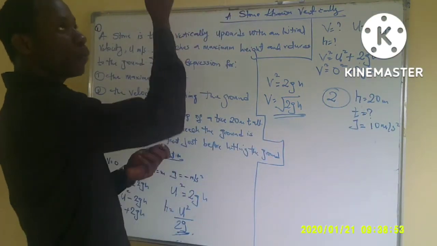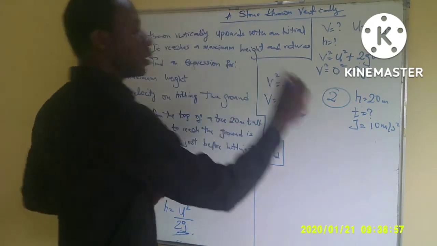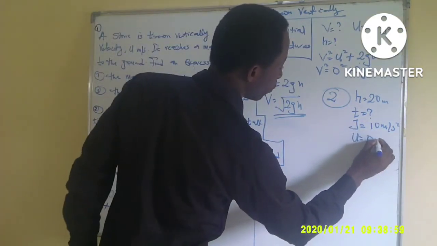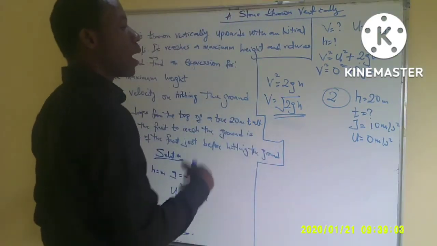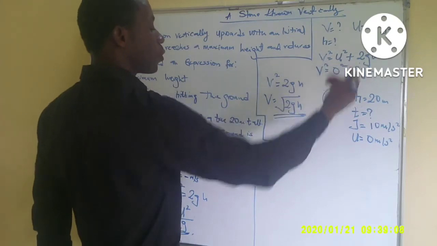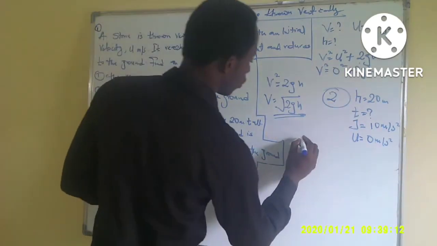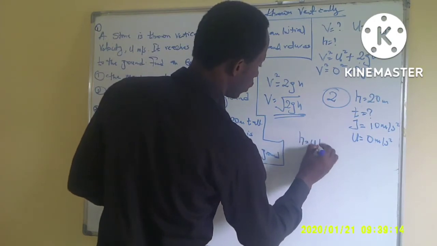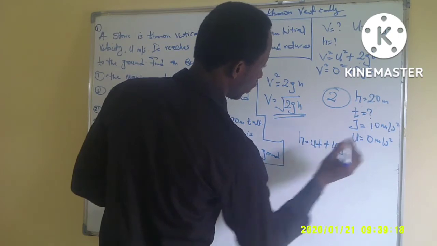Because it starts its motion at the height, the initial velocity is 0 meters per second. We don't need to include the final velocity because they didn't talk about it. So what equation constitutes these parameters? It's not equation 3. It's h is equal to ut plus 1/2 gt squared.